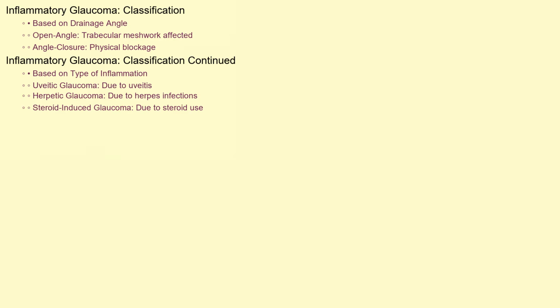Inflammatory glaucoma can be broadly categorized based on the underlying inflammatory condition and the mechanism of IOP elevation. One common classification is based on whether the drainage angle is open or closed. In open-angle inflammatory glaucoma, the trabecular meshwork is primarily affected by inflammation and debris. In angle closure inflammatory glaucoma, peripheral anterior synechiae or other structural changes block the drainage angle. Another way to classify inflammatory glaucoma is based on the type of inflammation present. For example, uveitic glaucoma refers specifically to glaucoma caused by uveitis. Herpetic glaucoma results from herpes infections, and steroid-induced glaucoma can result from prolonged use of steroid eye drops.